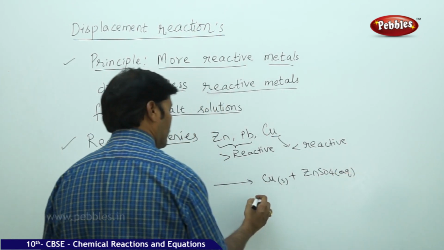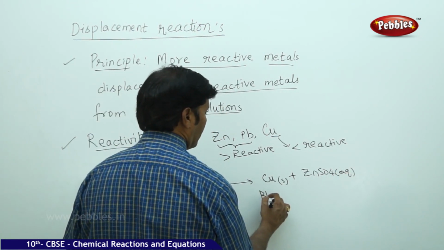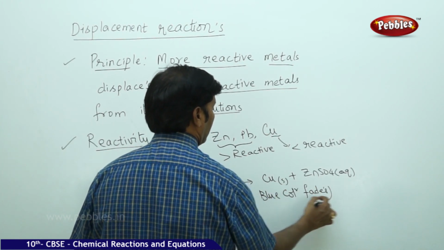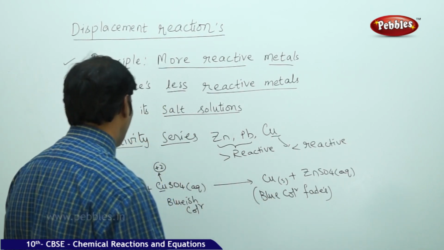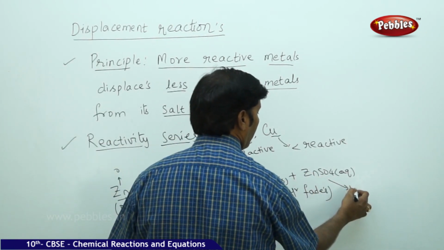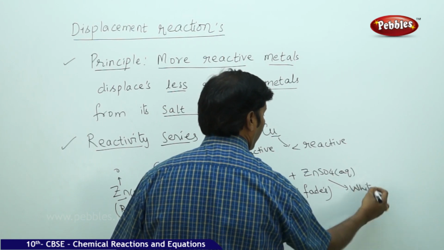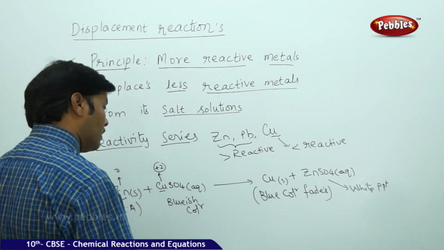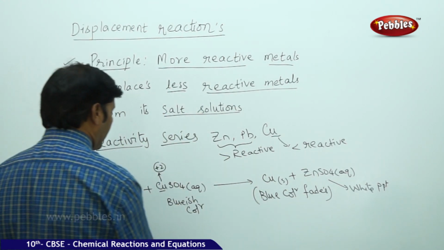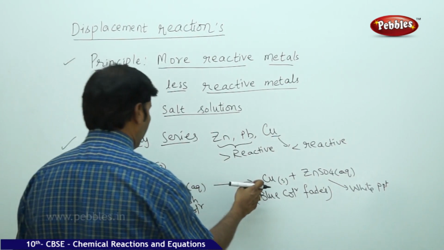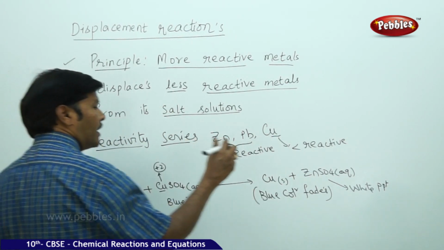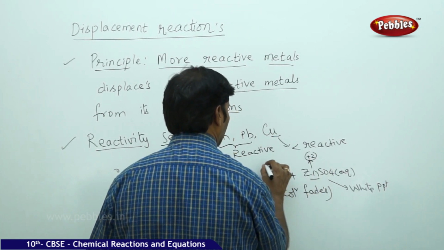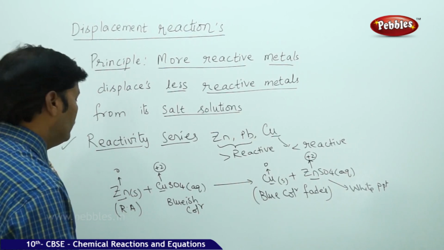Here the blue color fades, and the zinc sulfate is going to become a white precipitate. So this is one type of reaction, where zinc is reducing the copper sulfate to copper and by itself it is getting oxidized. In zinc sulfate, zinc is +2 and copper is 0. This is one type of reaction.